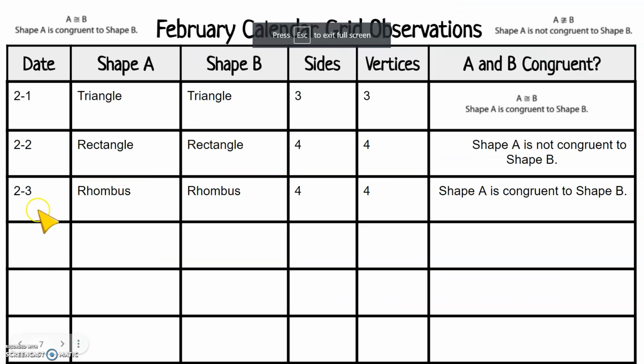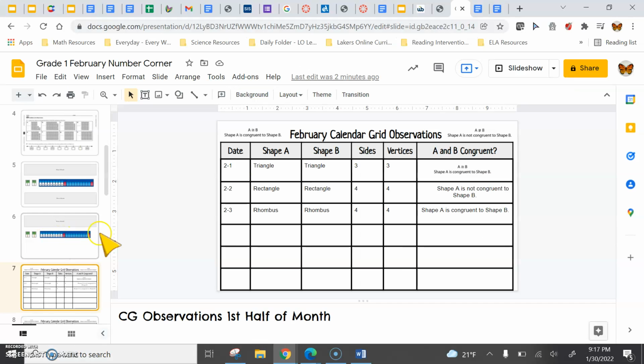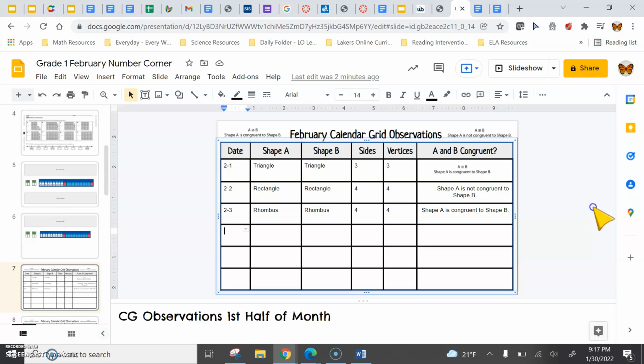Go to our grid, and we'll add for this day that we did have 2 rhombuses. We know rhombuses have 4 sides and 4 vertices, and these shapes are not congruent. Shape A is not congruent with shape B.